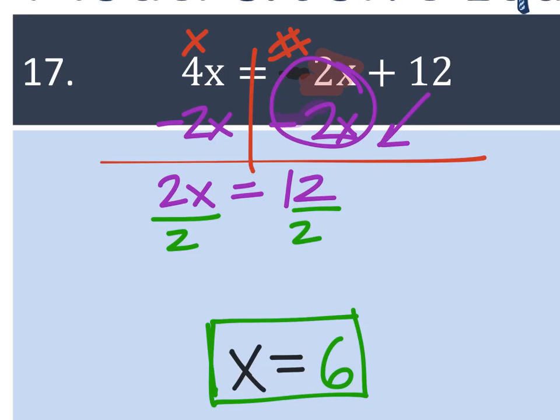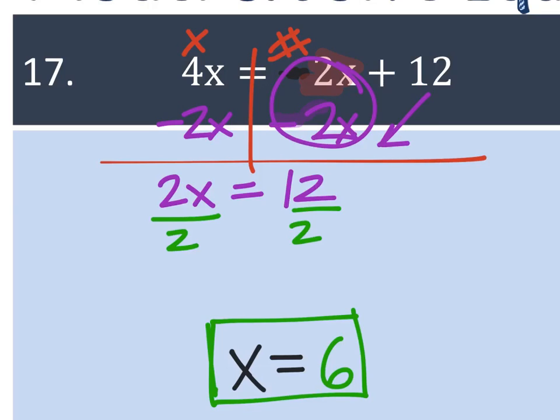Now, of course, you could check, right? 4 times 6 is 24. 2 times 6 is 12, plus 12 is 24. So 24 equals 24 is a true statement, and therefore x equals 6 is the solution to this equation. So keep this in mind looking at the future problems.